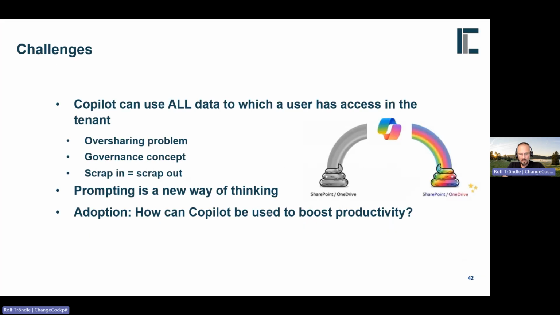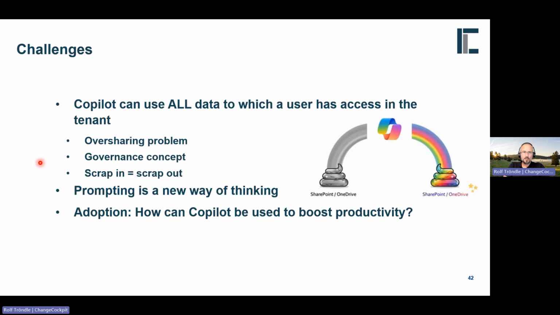Okay, some challenges. We identified perhaps the most important ones during our Copilot teachings and adoptions. First of all, the first big one is that Copilot can use all data to which a user has access in the tenant by default when you don't specify which document to use. We then have oversharing problems, which can also be solved using SharePoint Online Advanced Management. That's another deep dive available if you would like to have a look at it.